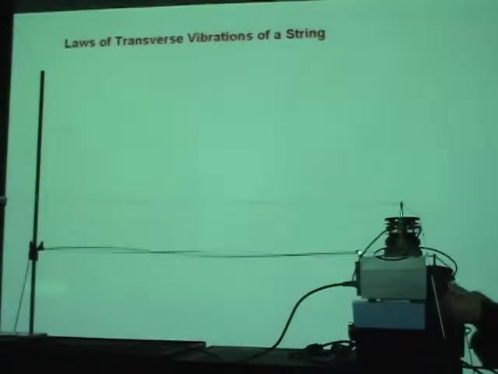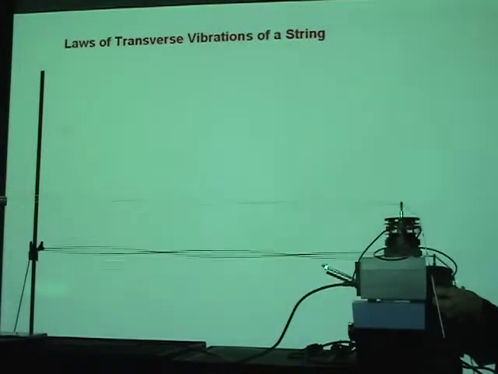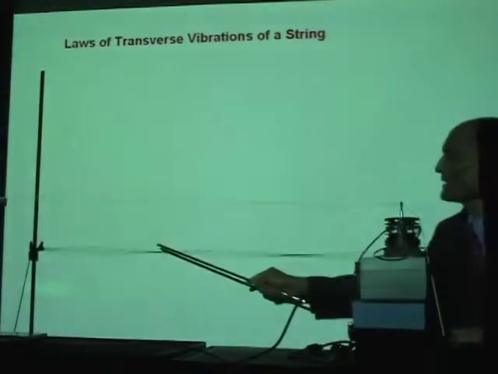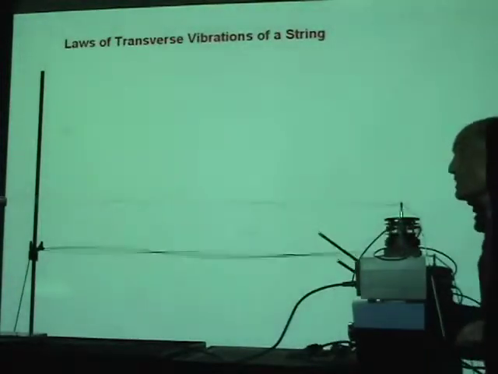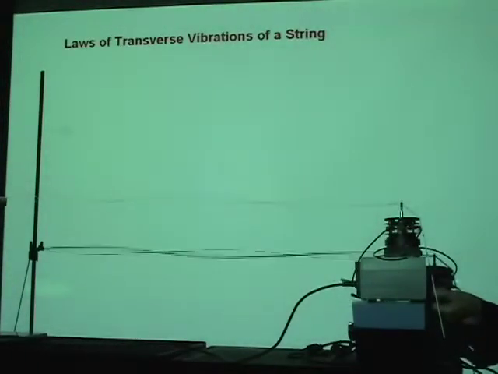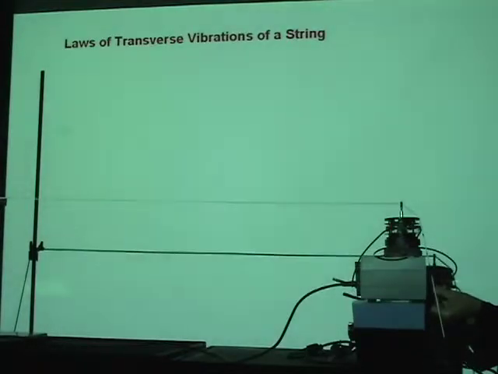You can see clearly the string vibrating in 3 loops, the third harmonic. Now the frequency is 30 Hertz. Alright, let's go and do the fourth one quickly. There you got the fourth harmonic.